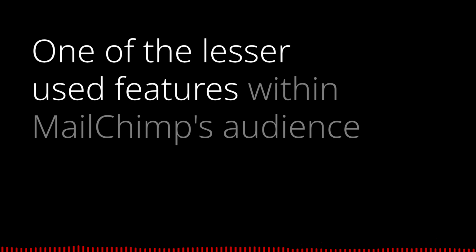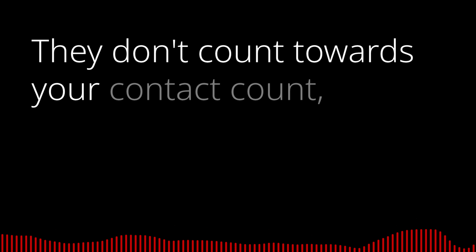6. Archive. One of the lesser used features within Mailchimp's audience management tool is the archive feature. By using this, you can keep your contacts, their history, and restore them. By archiving them, they don't count towards your contact count and therefore you don't get billed for them.